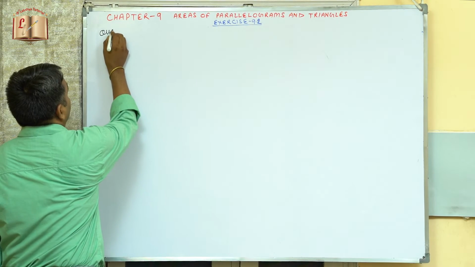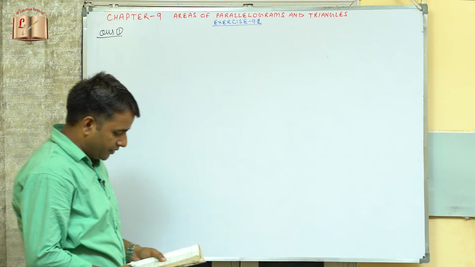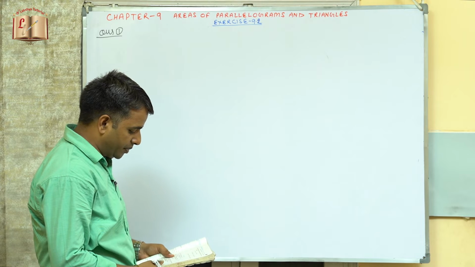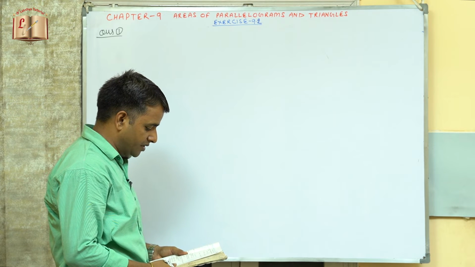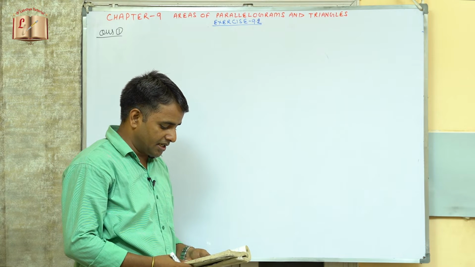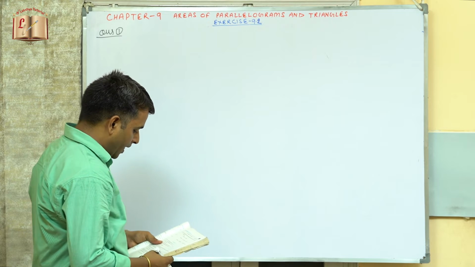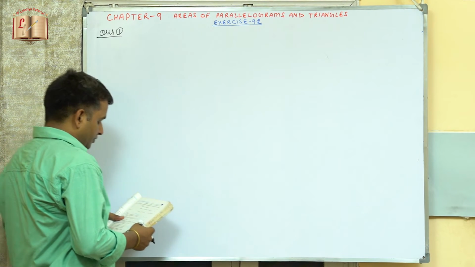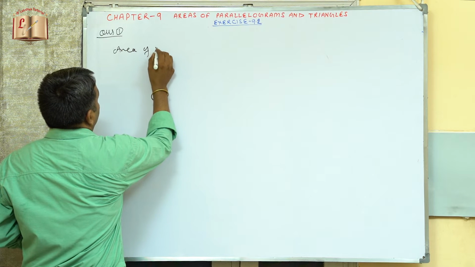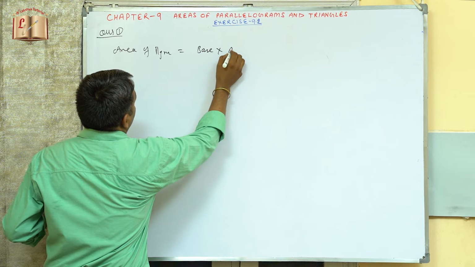So now coming to question number 1 of exercise 9.2. In figure 9.15, ABCD is a parallelogram and AE is perpendicular to DC and CF is perpendicular to AD. If AB is 16 centimeter and AE is 8 centimeter and CF is 10 centimeter, we need to find out AD. So now see that the area of a parallelogram is equal to base into altitude.